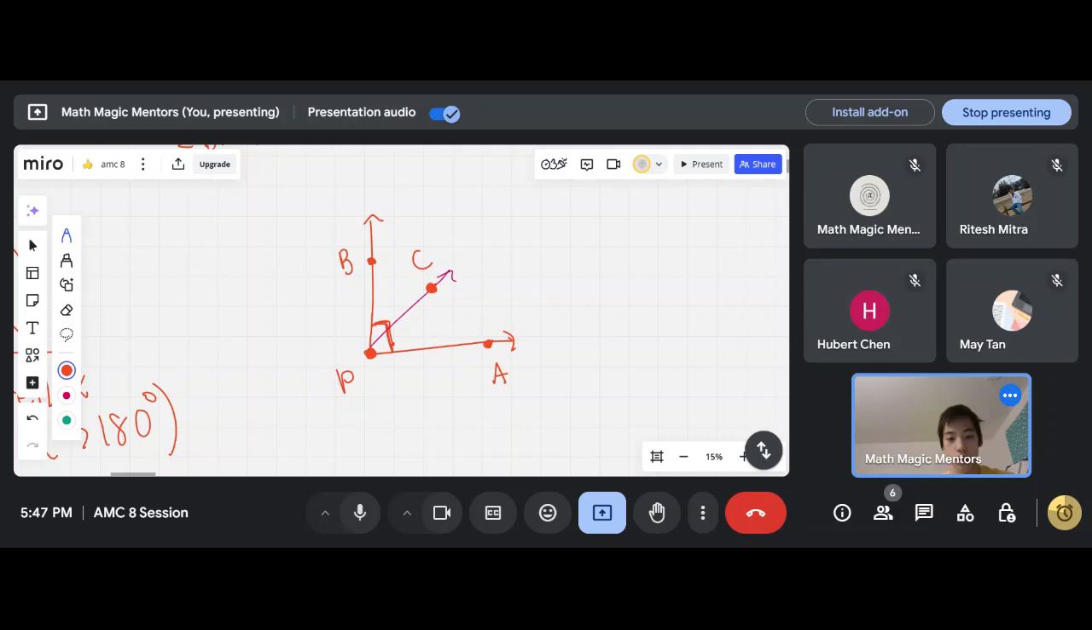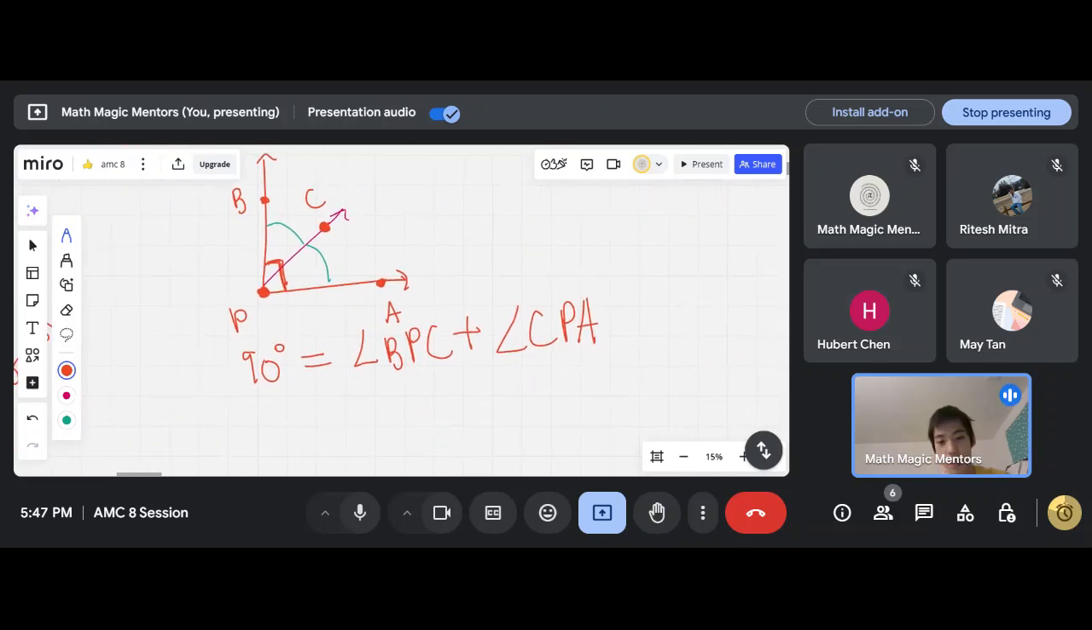And so since BPA is 90 degrees, we're going to just say that 90 is equal to the sum of these two again. And so what is that? Well, the top angle is angle BPC, so we're just going to write BPC. And the other angle on the bottom is going to be CPA. And so with this, we can say that BPC and CPA are complementary.